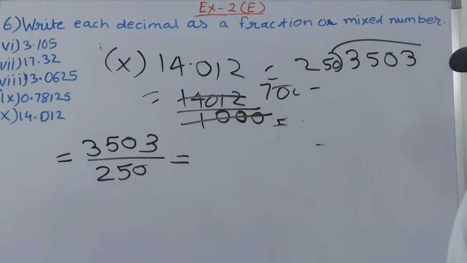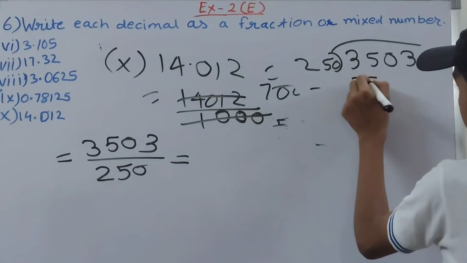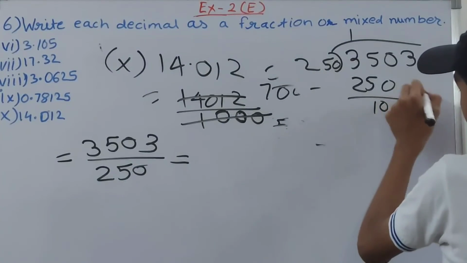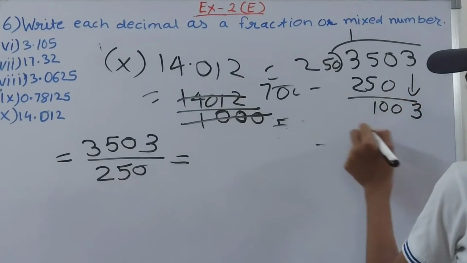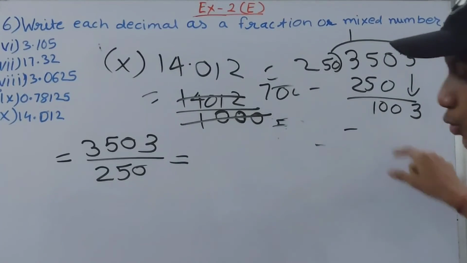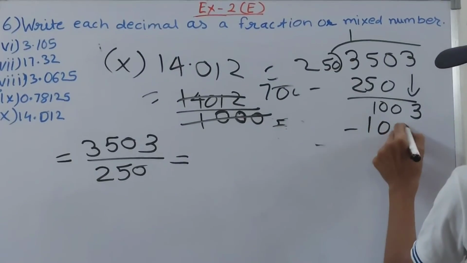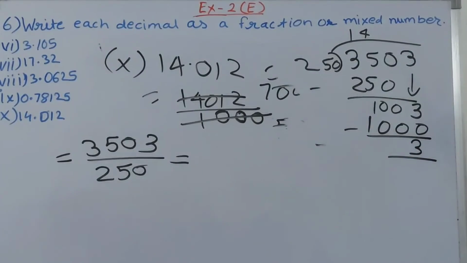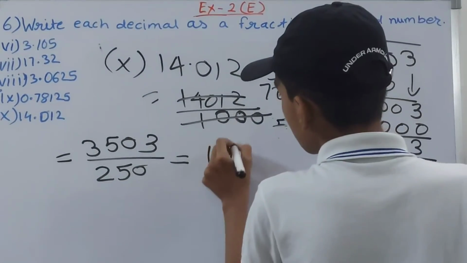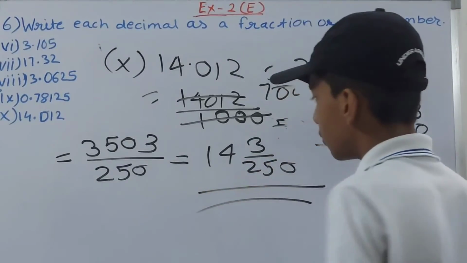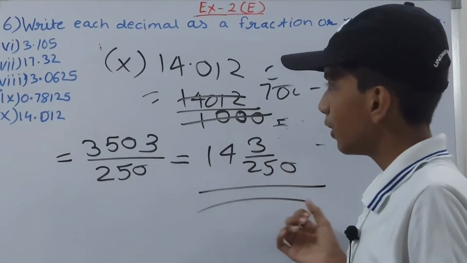So we'll get it over here 350, so minus 250 from this 1 times, right? We'll be left with 100, and this 3 will come down. So what will we get here? 250 into 1000, right? How many times? 4 times, right? So minus 1000 4 times, right? And 3 here. Now we'll stop here, so we'll get 14 whole 3 upon 250 as our answer. 14 whole 3 upon 250.